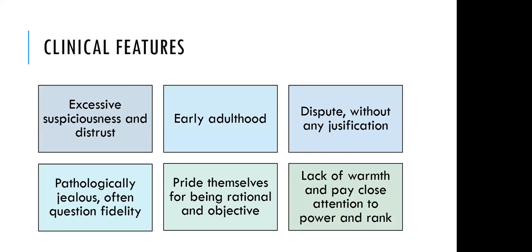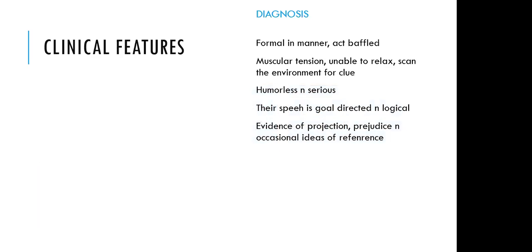For the clinical features, the hallmark here is excessive suspiciousness and distrust. Next, it can appear in early adulthood. The patient likes to dispute without any justification. They are pathologically jealous, often question fidelity, and are proud of themselves for being rational and objective, and they lack warmth and pay close attention to power and rank. Next.